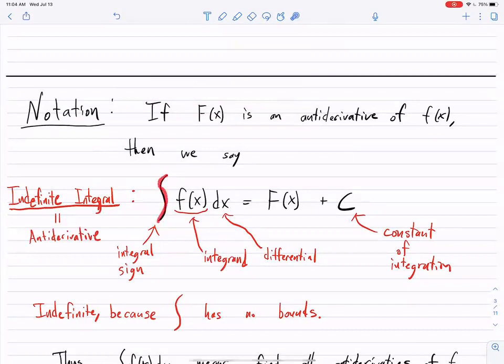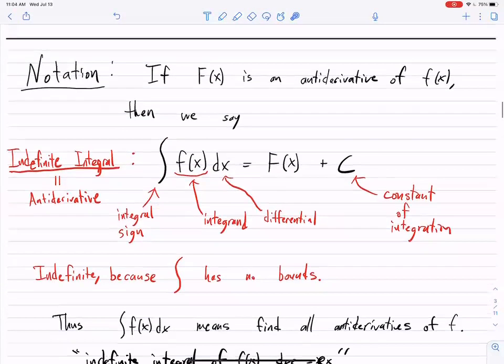This is the integral sign. This is what's called the integrand. This is the differential, so it lets us know we're doing it with respect to x. This is the antiderivative, and then this is the constant of integration. It's indefinite because this integral sign has no bounds. We'll learn what it means when it has bounds.